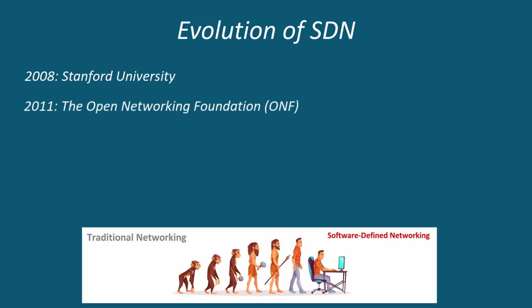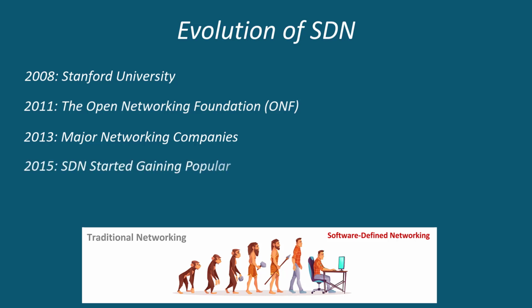2011, the Open Networking Foundation, or ONF for short, was formed, aiming to standardize SDN and encourage collaboration within the industry. 2013, major networking companies began embracing SDN, offering products and solutions based on these new standards. 2015, SDN started gaining popularity in business networks, thanks to its ability to automate tasks and quickly adapt to changes. 2020s, SDN continues to evolve to tackle new challenges in areas like cloud computing, edge computing, and 5G networks. It became an essential part of modern network setups.